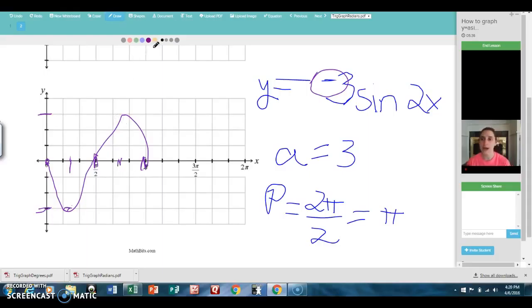You could just repeat the pattern if you needed to. Some teachers prefer to see 2 periods, which would look something like that if we had to keep it going. I hope that helps, and we will graph cosine in another video.